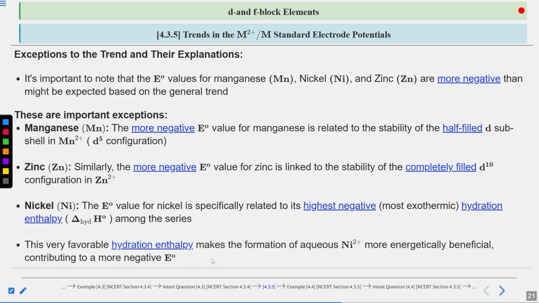The very favorable hydration enthalpy makes the formation of aqueous Ni2+ more energetically beneficial, contributing to a more negative E naught value. So this hydration enthalpy is favoring the formation of the nickel 2 positive ion as a more energetic one, because it makes the E naught value more negative for nickel.